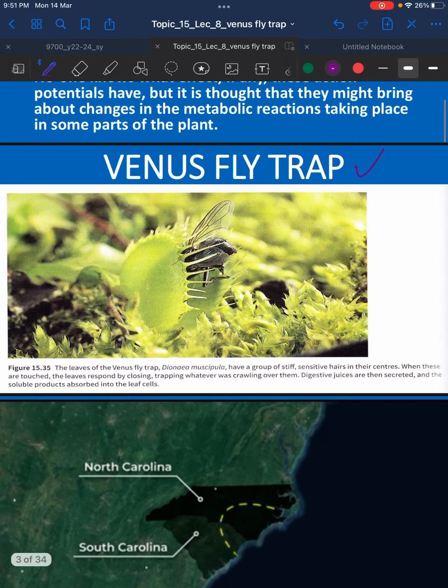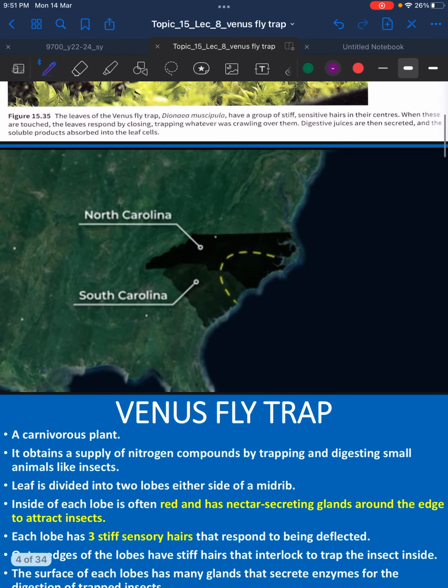The Venus flytrap actually looks small. It's a medium-sized plant, not really that big and not really that small. It's a carnivore that feeds mostly on insects, and it's found in the USA, in North Carolina and South Carolina, particularly in this region here.